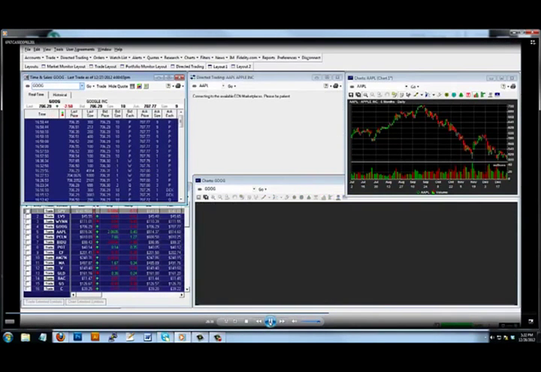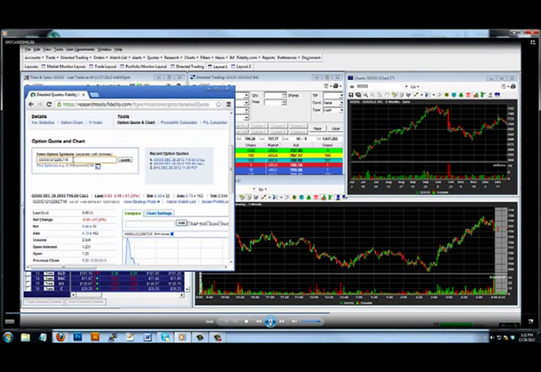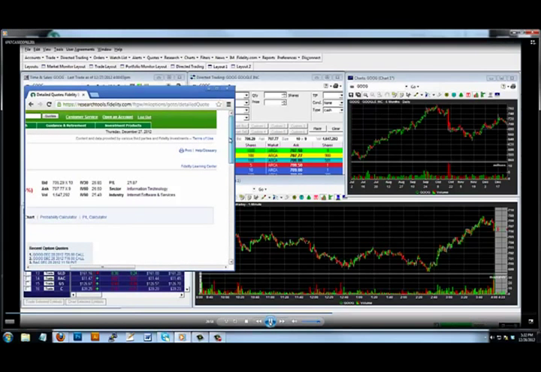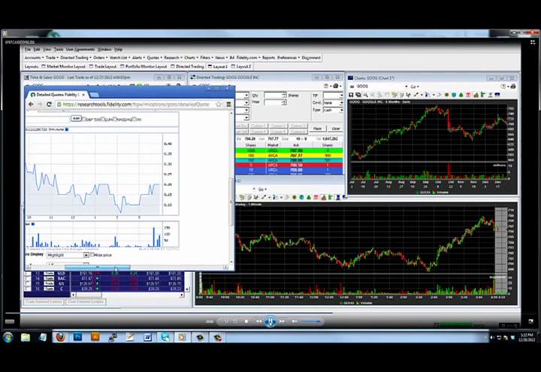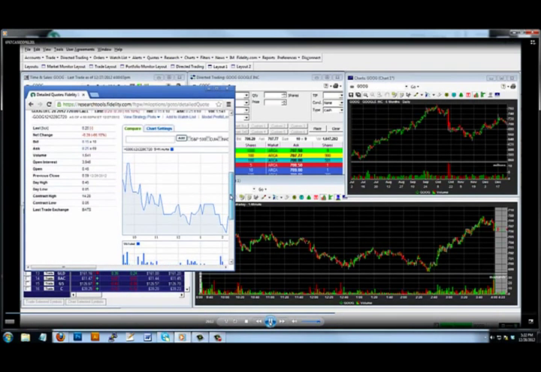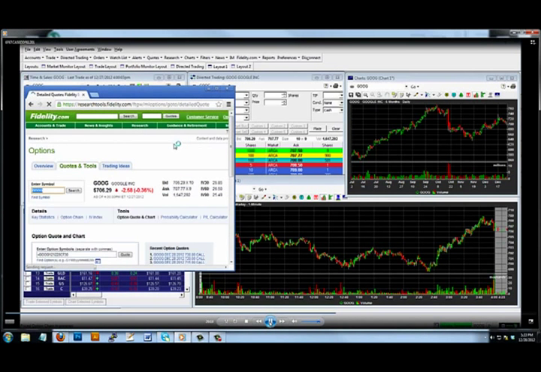Again, we've got this Google option, and right now we're looking at a chart of the 715. But I'm going to show you a chart of the 720. Now that's further out of the money. Let's see what this option is doing. Remember, the 715 was about 60 cents, and the 720 is about 20 cents. Now let's go out even further. I think what this guy is referring to is what happens to the chart.